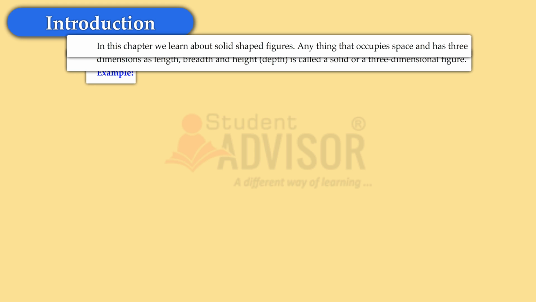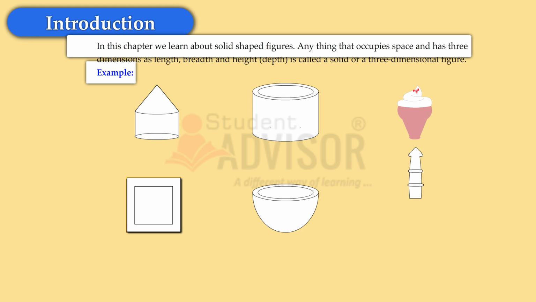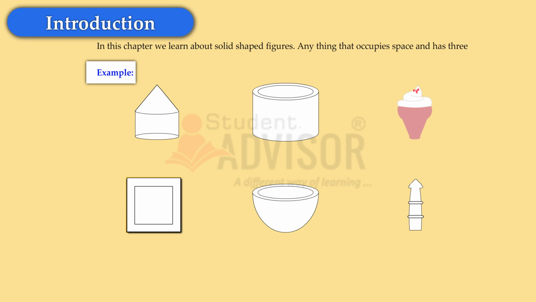Study the given example. A tent, a cone surmounted on a cylinder. A tin, a cylindrical shell. Softy ice cream, a cone surmounted by a hemisphere. A photo frame, a rectangular path. A bowl, a hemispherical shell. Tomb on a pillar, a cylinder surmounted by a hemisphere.